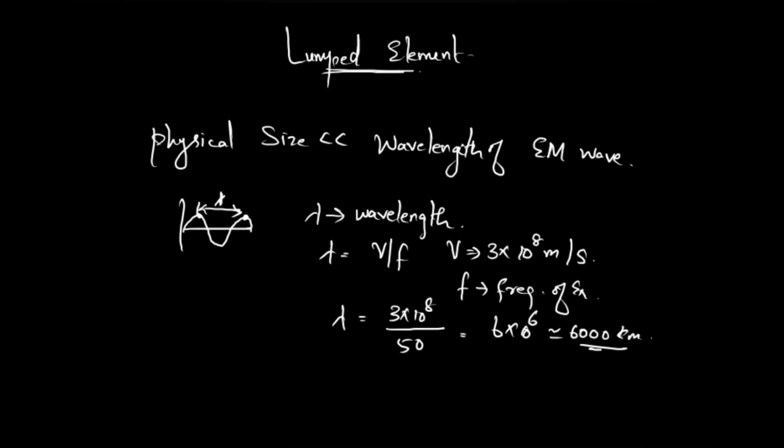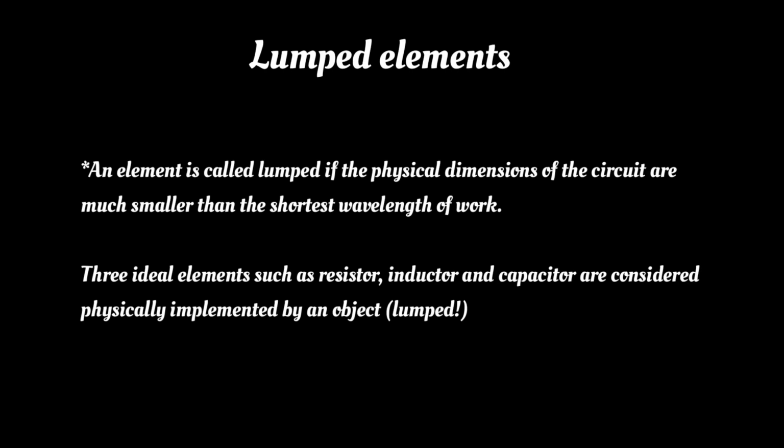which is very high when compared to the physical size of the element, the resistor or capacitor or inductor which we are using in our electric circuit. So, we can consider those elements as lumped elements. The resistor, inductor or capacitor which we normally use in our electric circuits are all considered lumped elements because they are used at a frequency of 50 Hz, and the wavelength of the electromagnetic wave is very large when compared to the physical size of the material. We can say that the components are lumped elements.